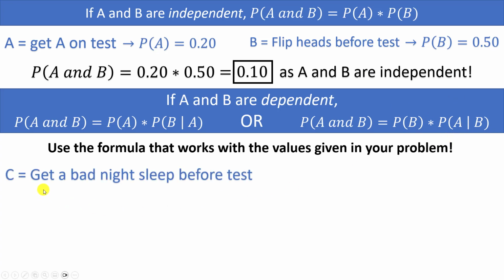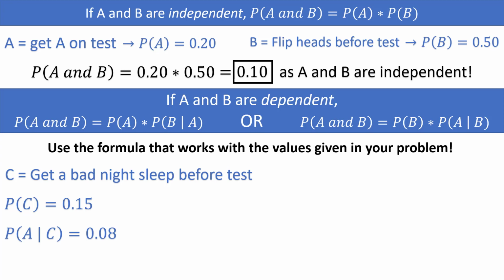Let's say that the event C is that you get a bad night of sleep the night before the test. Let's say that the chance of this happening is 15%. Let's also say that the chance that you get an A on the test, given that you did not sleep well the night before the test, is an 8% chance.